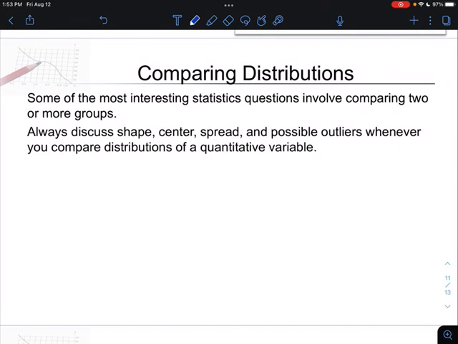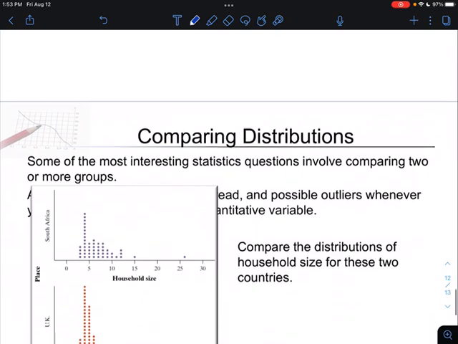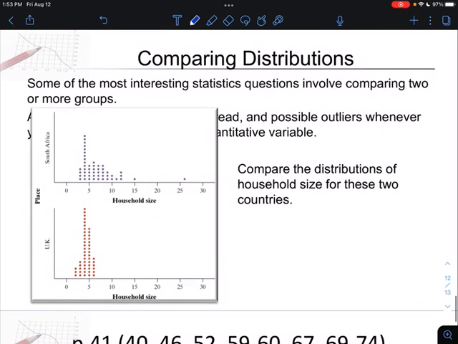When we compare distributions, a lot of times we're more interested in how one group of individuals compares to another as opposed to just how does this one individual look. And so anytime we're comparing distributions, we always want to comment on the shape, the center, and the spread. Anytime I'm talking distributions, those three things need to probably be in the conversation. And then also possible outliers whenever possible.